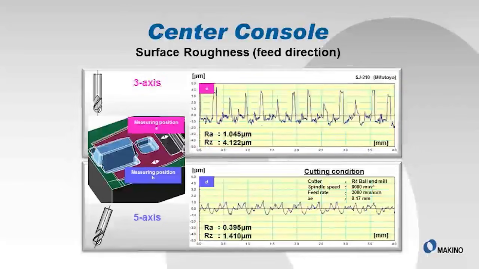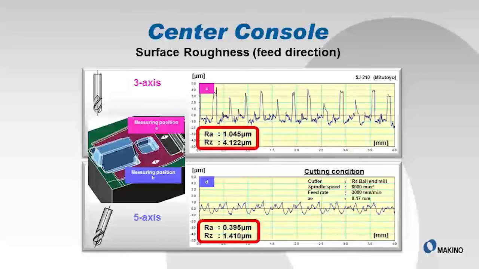I've also picked two other areas. Again, you'll see on the top area there, the 3-axis, and the bottom is the 5-axis. And once again, we've done some surface roughness measurements. And as you can see, with the 5-axis approach, the surface roughness is extremely good, considerably better than the 3-axis approach.